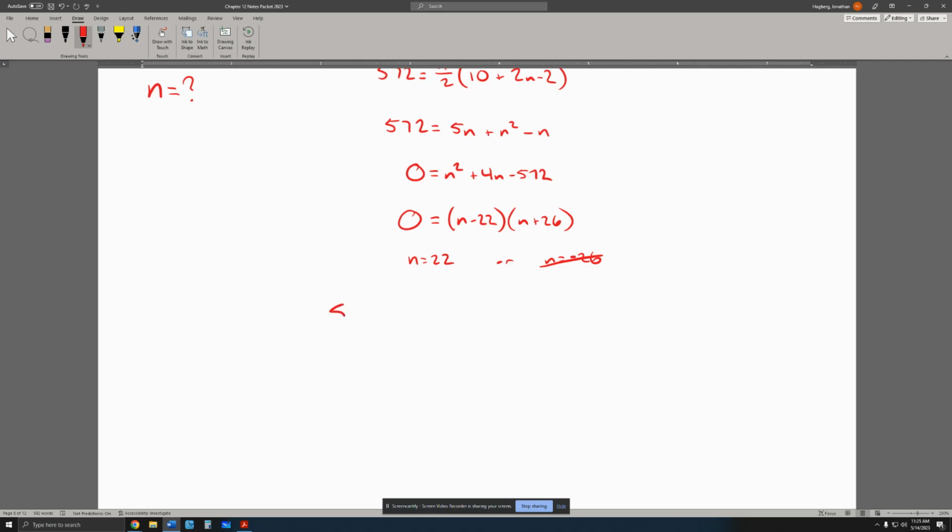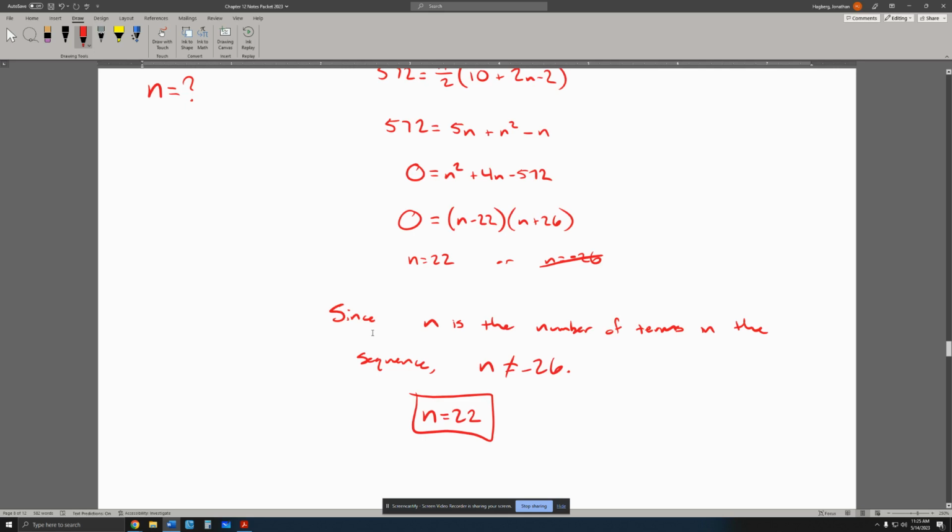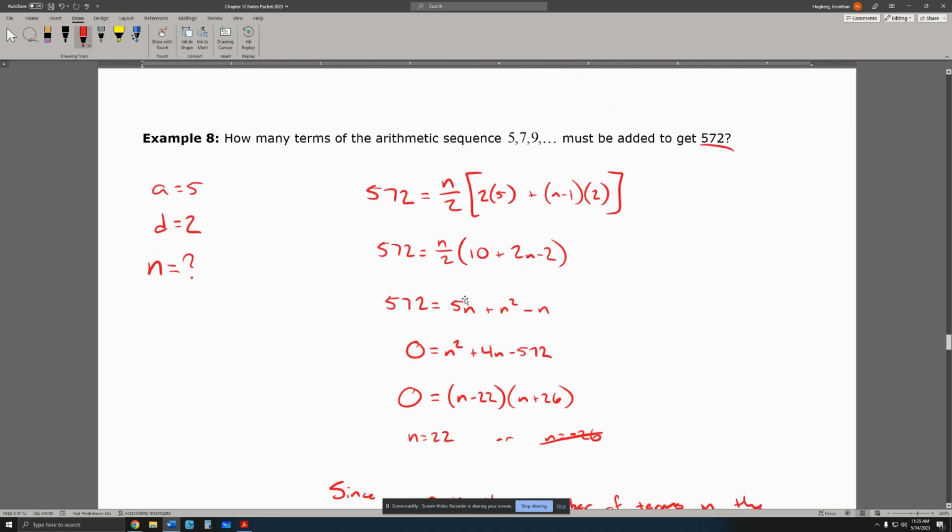Okay, so let's go ahead and write that out. Since n is the number of terms in the sequence, n cannot equal negative 26. So therefore we accept the solution n equals 22. 22 terms must be added in the sequence in order to get 572.